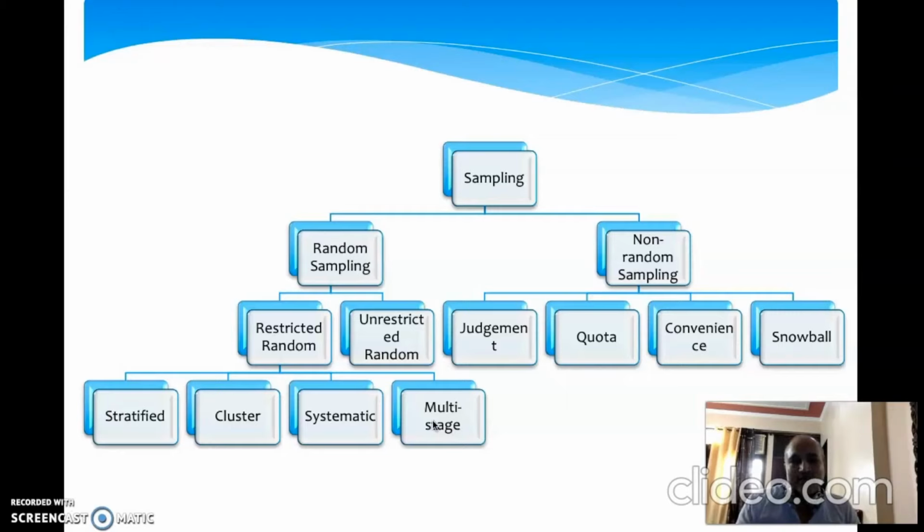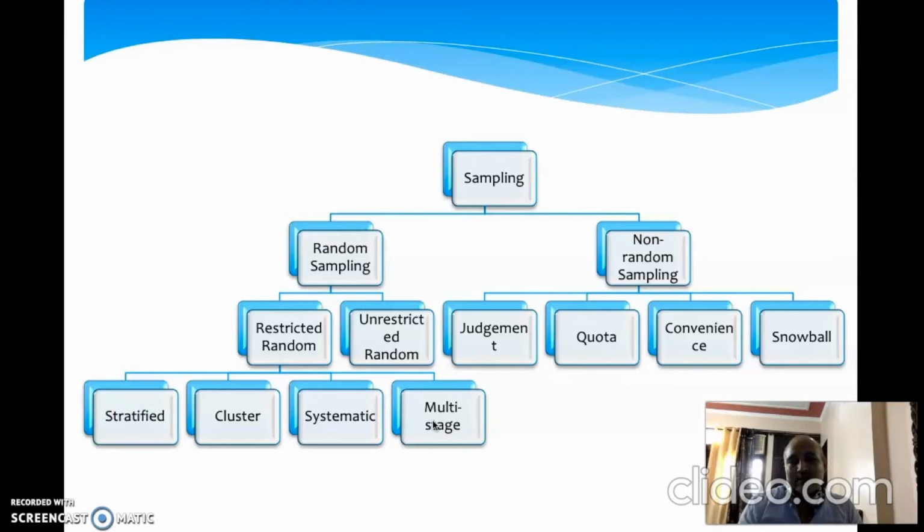And in non-random methods, we have judgment, quota, convenience, and snowball, which, as far as the subject age is concerned, is a pretty new technique in nature. That means you just talk to one particular person, and then he gives two more references. Then you talk to another person, he gives you two more references, and that's how the ball keeps rolling. It's bigger and bigger. So that is another part of sampling.